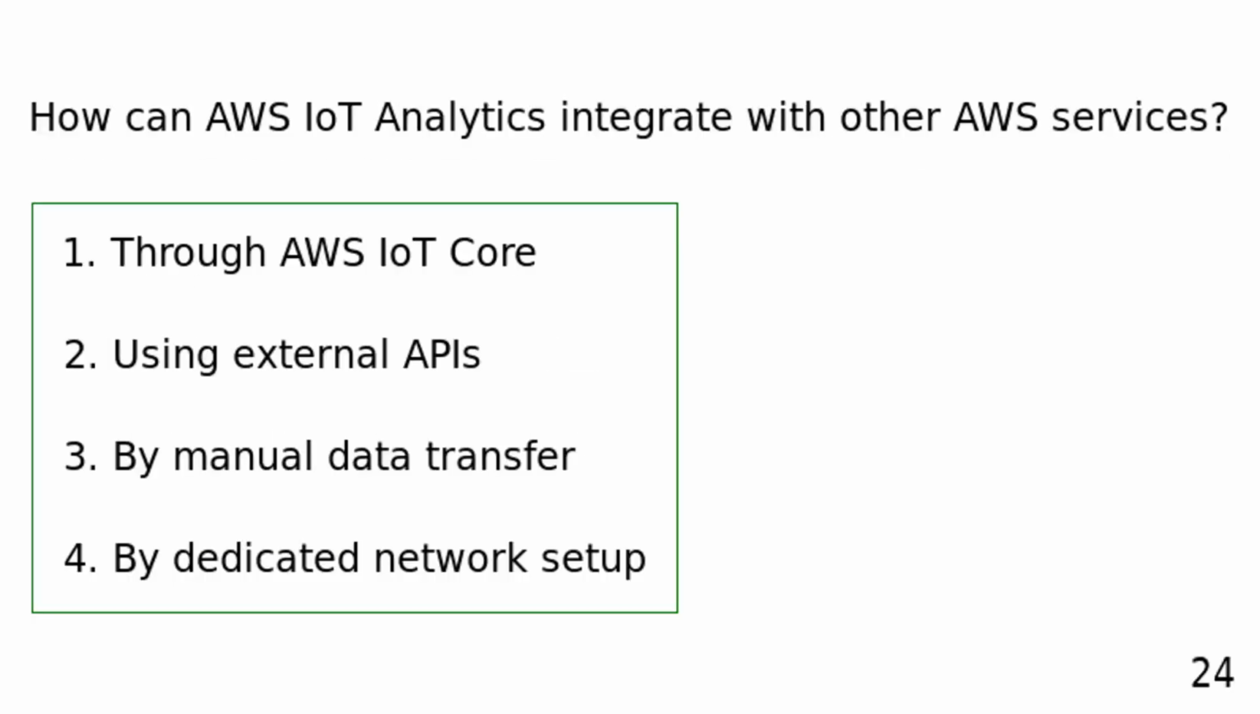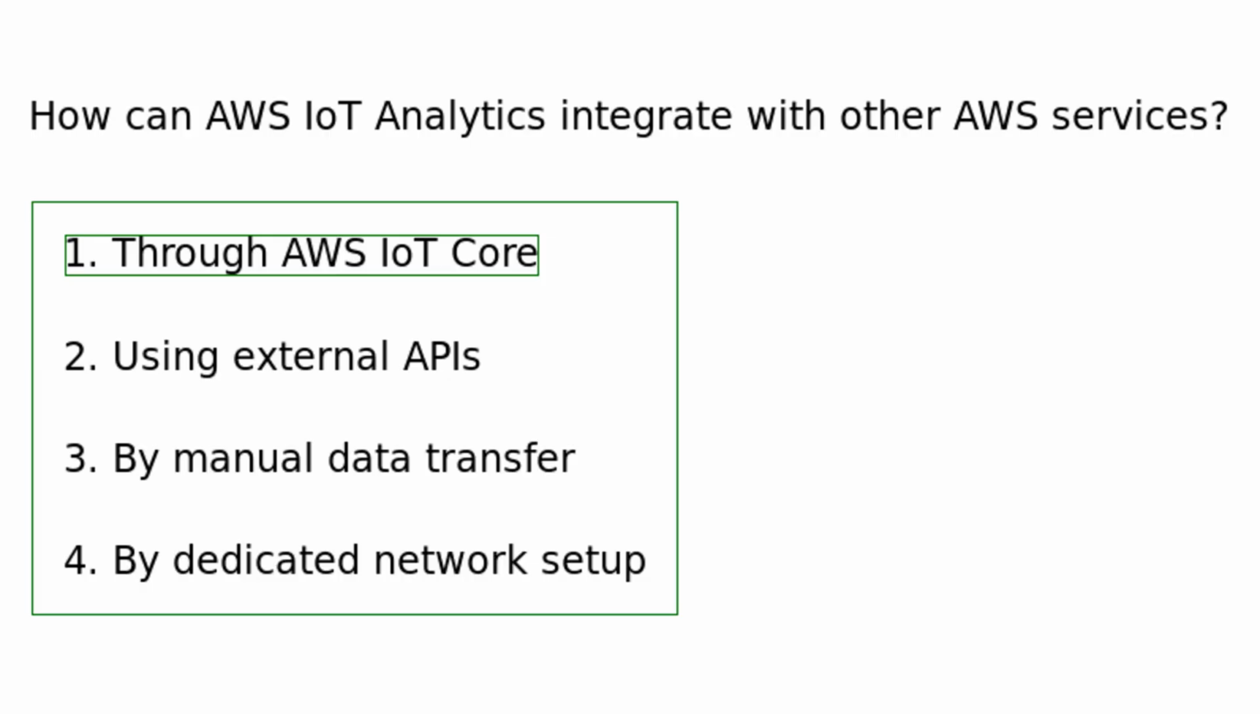How can AWS IoT Analytics integrate with other AWS services? Through AWS IoT Core. Using external APIs. By manual data transfer. By dedicated network setup. AWS IoT Analytics integrates with other AWS services like AWS IoT Core to enhance functionality.